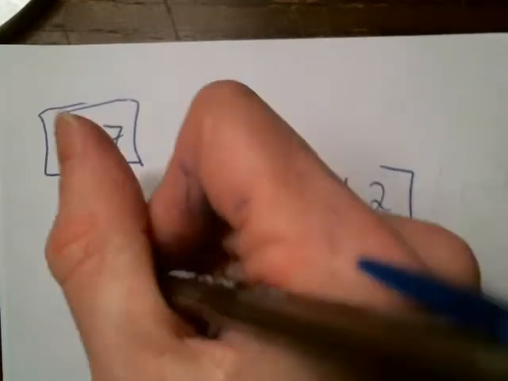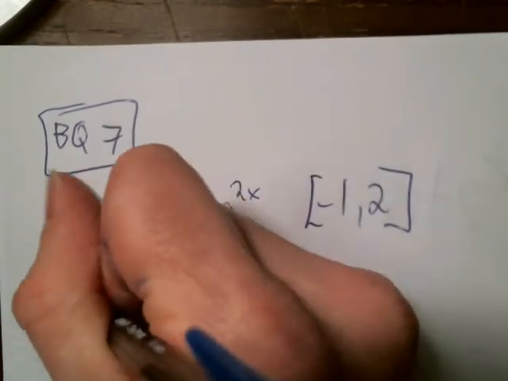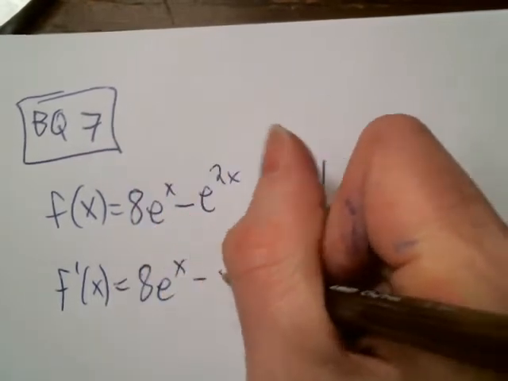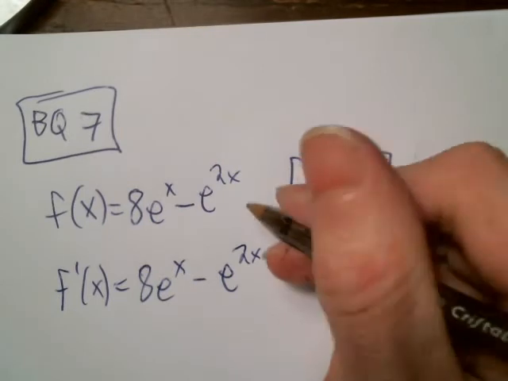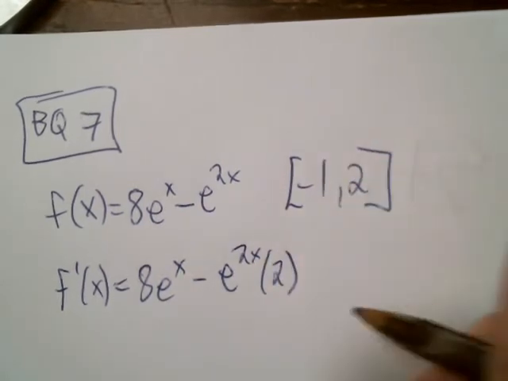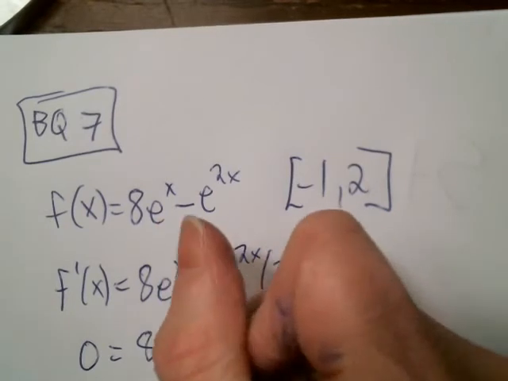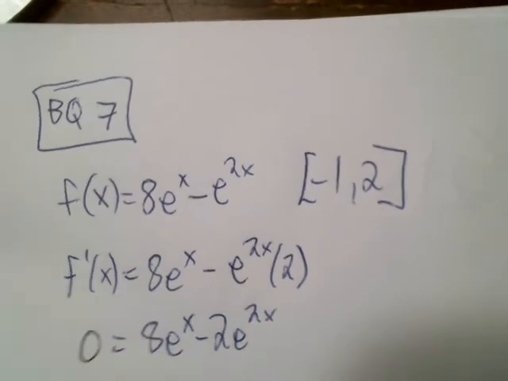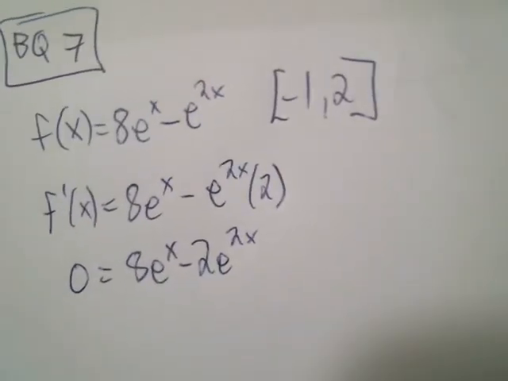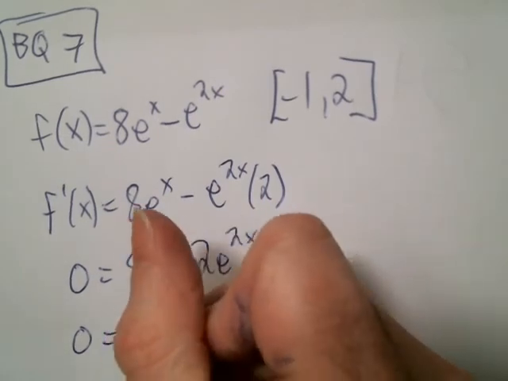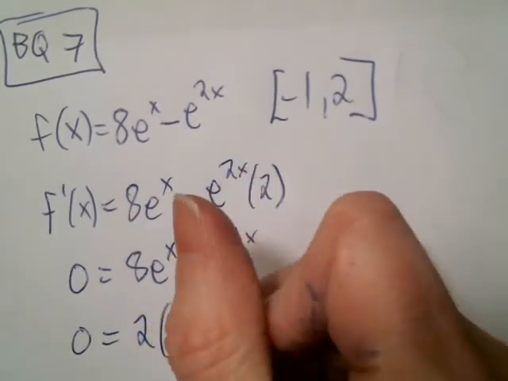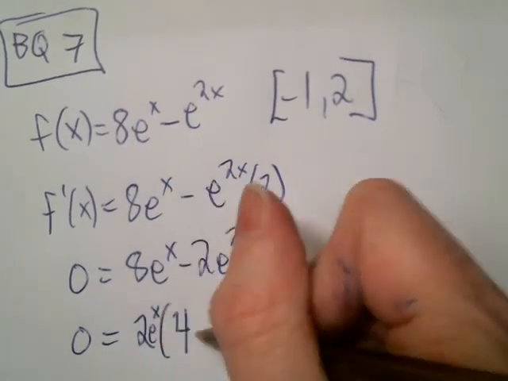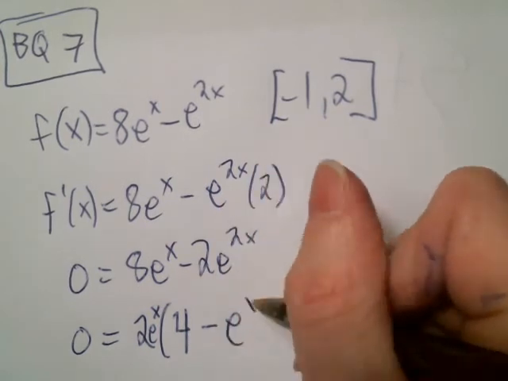So the derivative of this character, you're going to need that. So f prime of x is just 8e to the x minus e to the 2x, and then you need the chain rule, so times 2. Okay, and then we have to set this equal to 0, so I have 8e to the x minus 2e to the 2x. And then I want to factor, so 0 equals, I can factor out 2. I end up with, and factor out an e to the x as well. So I end up with 4 minus e to the x.